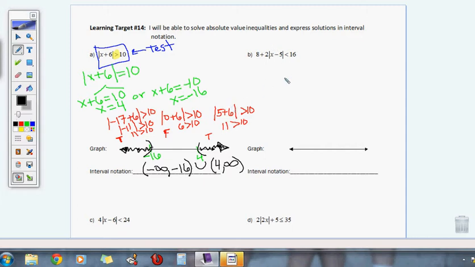All the rest of these are exactly the same type of problem, but the first step is to get the absolute value alone, like we already had it in part A. So I'm going to go a little quick here. We're going to subtract 8 from both sides. Remember, you don't want to put the 8 and the 2 together. You want to subtract 8. Now we're going to divide both sides by 2. Dividing by 2 cancels here, and dividing by 2 makes a 4 on the right side. So absolute value of x minus 5 is less than 4.